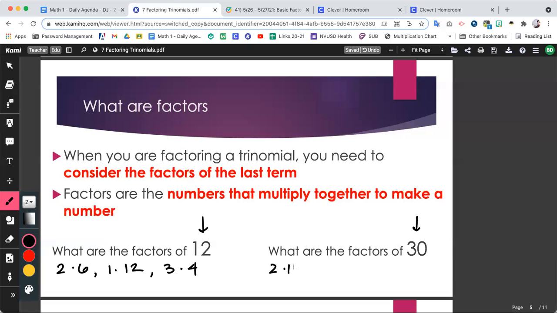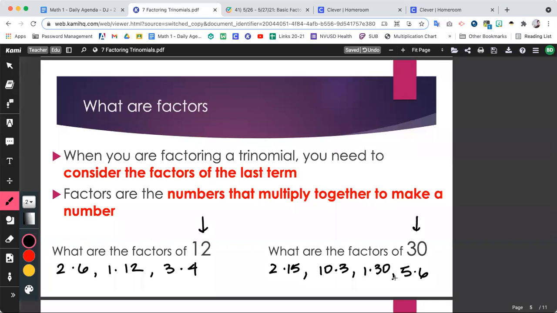Okay, what are the factors that give you 30? 2 and 15. 10 and 3. 1 and 30. One more. 5 and 6. Okay. So again, sometimes you get numbers that are pretty easy. 30, we use that a lot. But if you get numbers like 51, which students oftentimes think is prime, it's not. It could be a little more difficult.